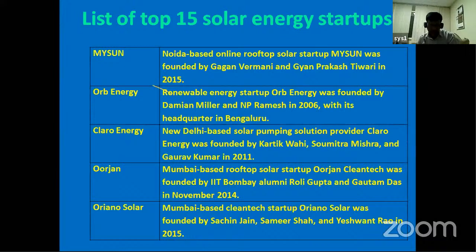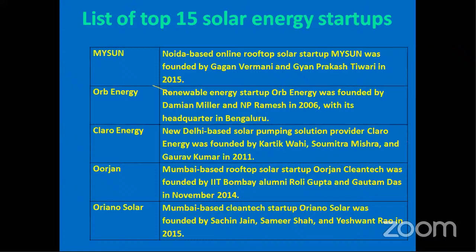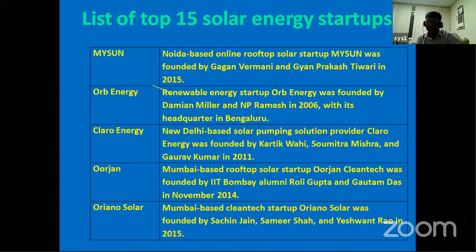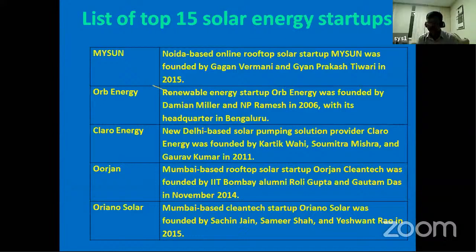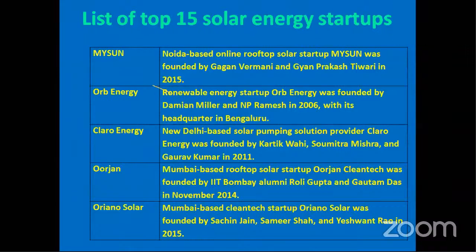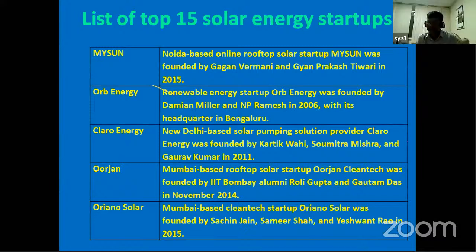Now the next one is Orb Energy, another company, founded by Damian Miller and NP Ramesh in 2006 with its headquarters in Bengaluru. See, in South India, Karnataka plays a key role in solar energy, like Andhra Pradesh. Andhra Pradesh has so many projects on the list. I just went to the MNRE, the Ministry of New and Renewable Energy, as I told you.